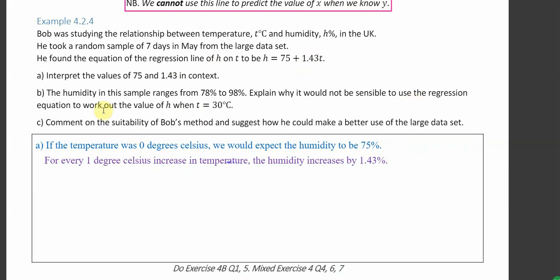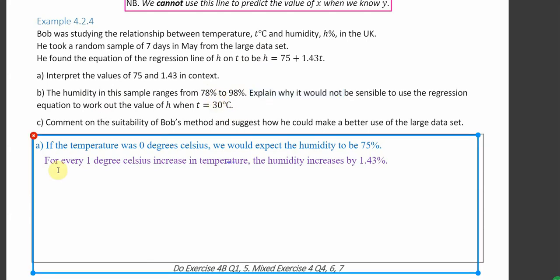Part B, the humidity in the sample ranges from 78% to 98%. Explain why it would not be sensible to use the regression equation to work out the value of h, or to predict the value of h when t is 30 degrees. So we know the humidity in this sample goes between 78% and 98%. We don't know what ranges the temperature went between. So let's just go ahead and put t as 30 into the regression line and see what we get.